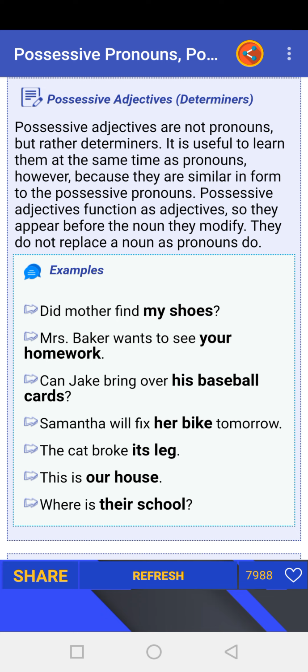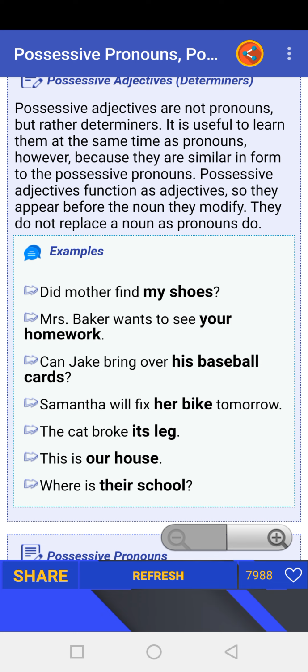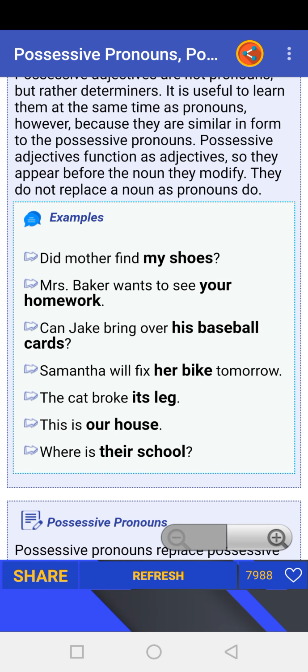However, because they are similar in form to the possessive pronouns, possessive adjectives function as adjectives. So they appear before the noun they modify. So here their function is like an adjective and it appears before the noun it modifies. They do not replace a noun as pronouns do. So this is why they aren't pronouns.